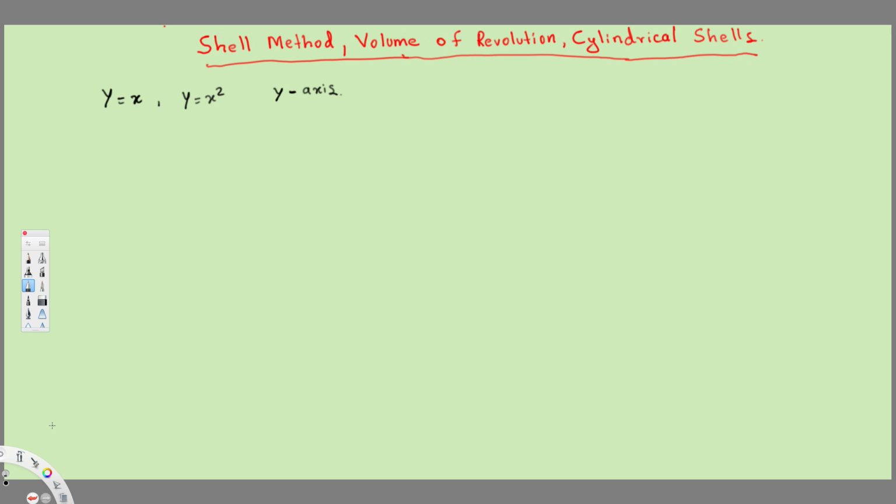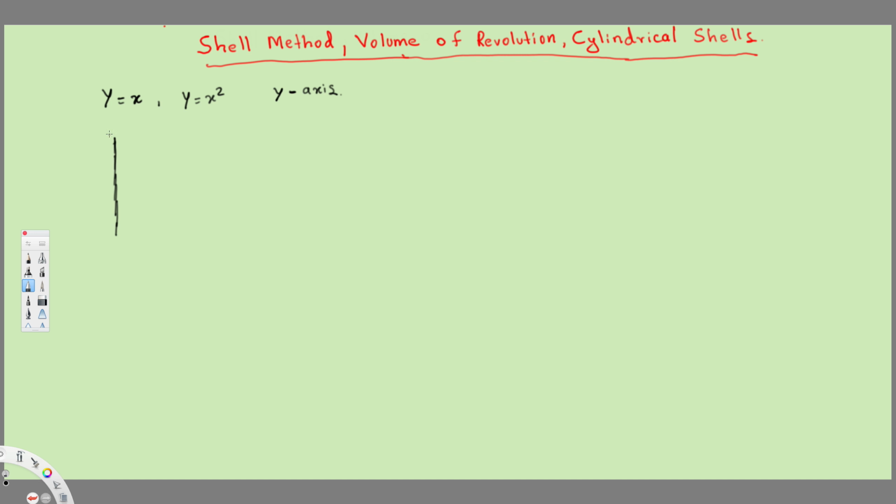Let's do this problem right here. The question is asking to find the volume of the curve bounded by y equals x and y equals x squared, and this one rotates around the y-axis. And let's see how we can find this one. So let's draw the graph first.